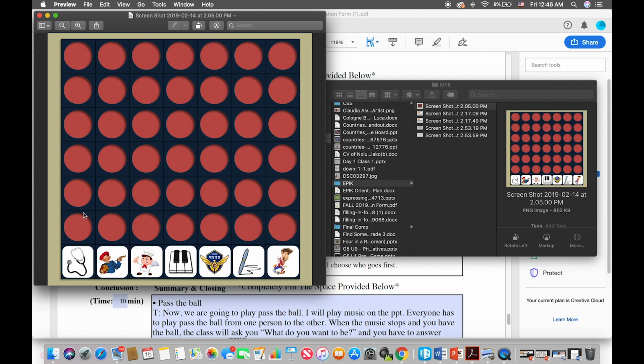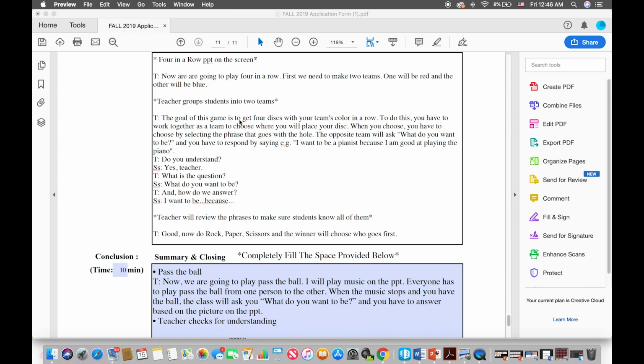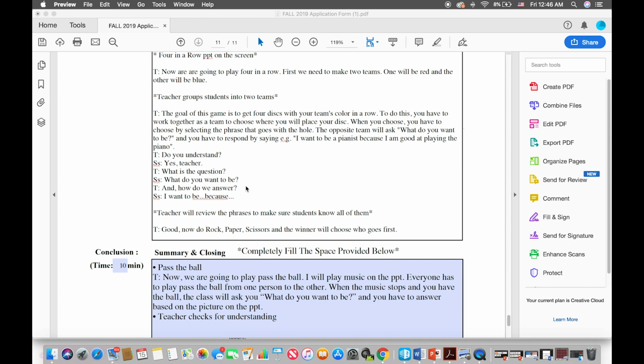And then obviously, there'll be 2 teams, and whichever team has 4 circles in a row first will be the winner. And I mentioned that here. And then I also mentioned how I'm going to check their understanding as a teacher, etc.